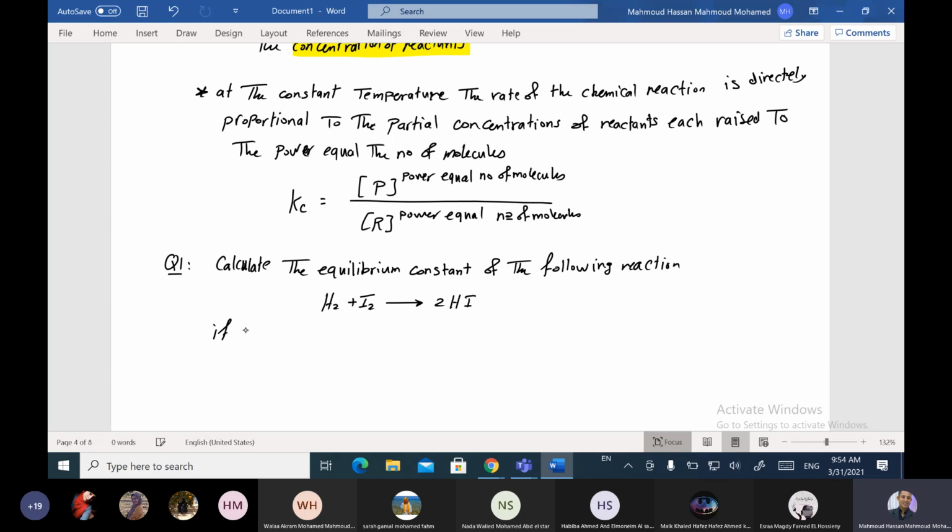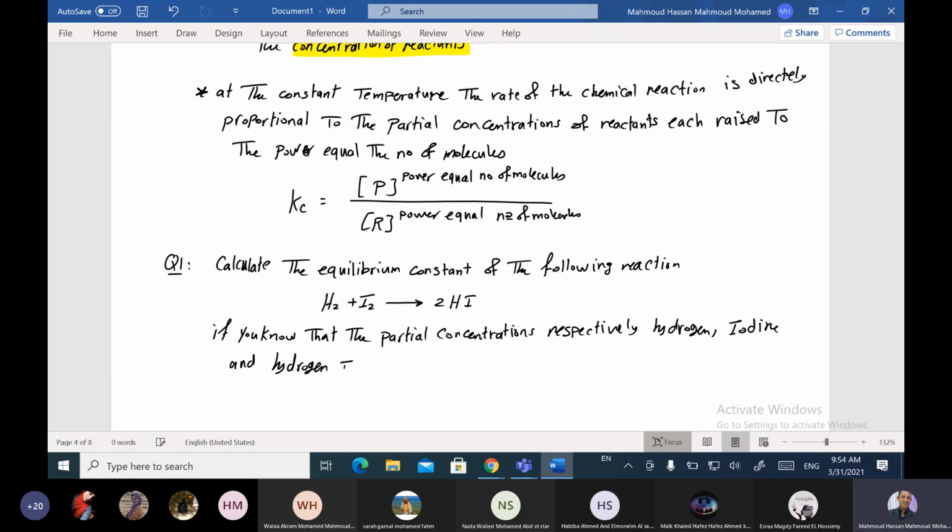If you know that the partial concentrations, respectively, of hydrogen, iodine, and hydrogen iodide are 0.221, 0.221, 1.56 molar.